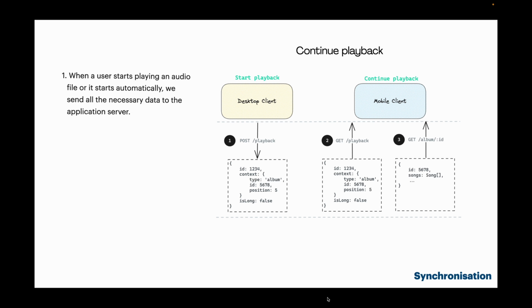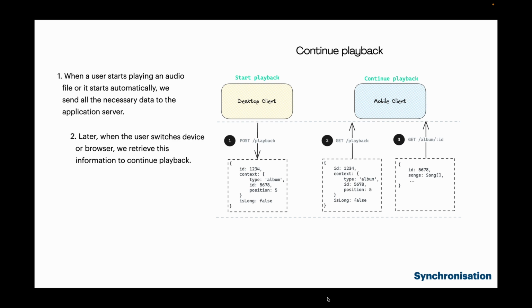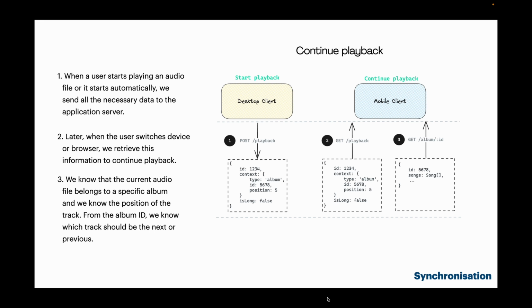When a user starts playing an audio file, either manually or automatically, we send all the necessary data to the application server. Later, when the user switches devices or browsers, we retrieve this information to continue playback. We know that the current audio files belong to a specific album or list, and we know the track's position. From the album ID, we can determine which track should be played next or previous.